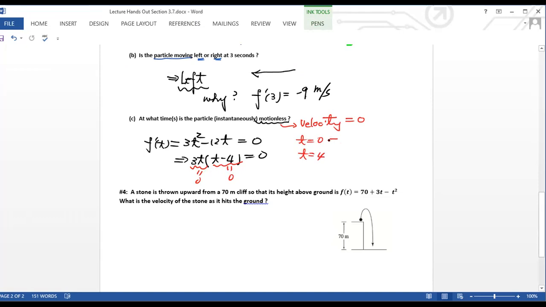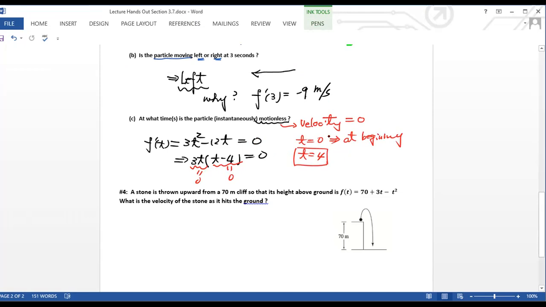So we know t is equal to 0. That means at the beginning, I'm ready to start. I'm just sitting there ready to go, right? Then at t equal to 4 seconds, my particle becomes motionless also, okay? That means at t equal to 4, my car stopped.